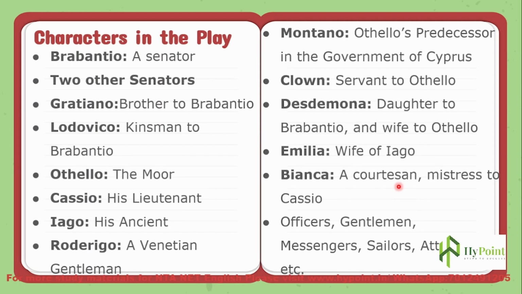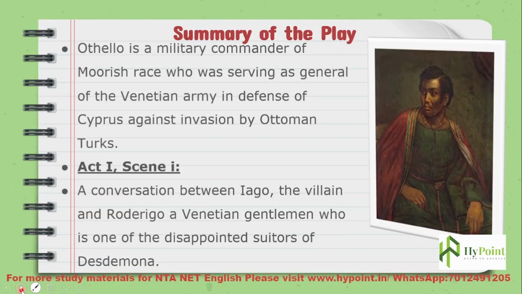Then officers, gentlemen, messengers, sailors, attendants, etc. Many other such minor characters we can see. So just remember the important characters: Brabantio, Desdemona's father, and Iago and his wife Emilia, and Cassio. These many people at least you have to remember in order to remember the story of Othello. Okay, now let's go deep into the summary of the play. We will have a scene-wise summary.